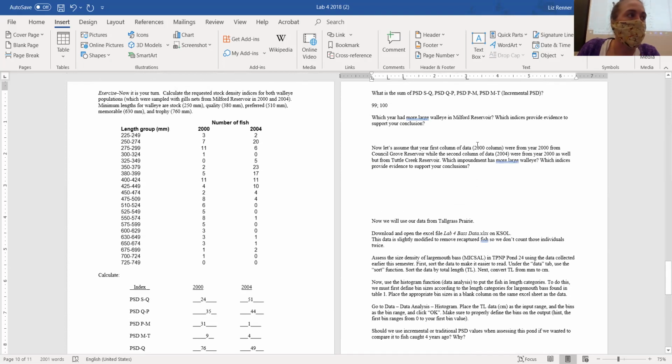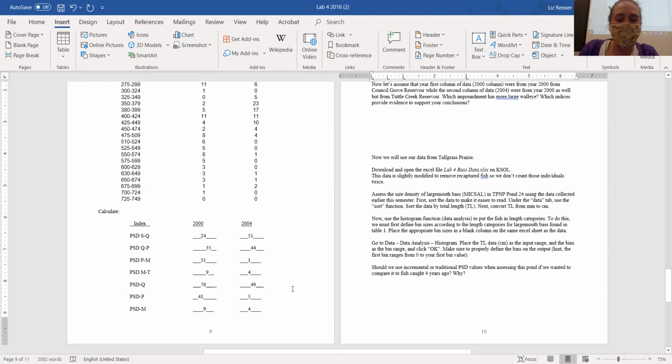All right. Anybody get 99 and 100? Yeah. Okay. Now this is a good question. Which year had more large walleye in Milford Reservoir? And which indices did you use to provide evidence to support your conclusion? Just based on the raw values alone, you can glance and get a pretty clear indicator. 2000 definitely had more large walleye. But which of these values gave us the most stark indicator of the difference?